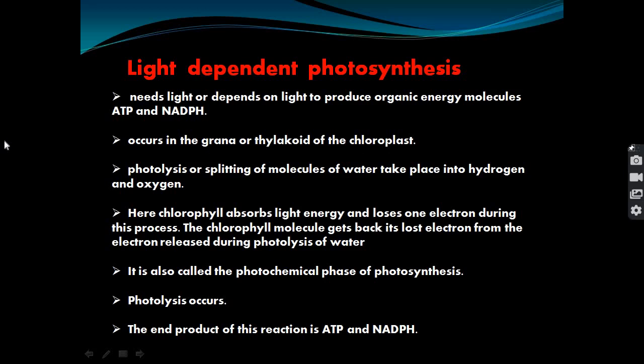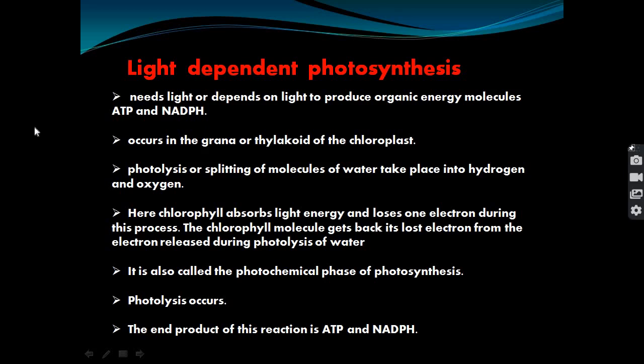So what exactly happens in this photosynthesis? Photolysis, or the splitting up of molecules of water, takes place. Photo means light, lysis means breakdown. So in the presence of light, the water molecule can be broken down into hydrogen and oxygen.